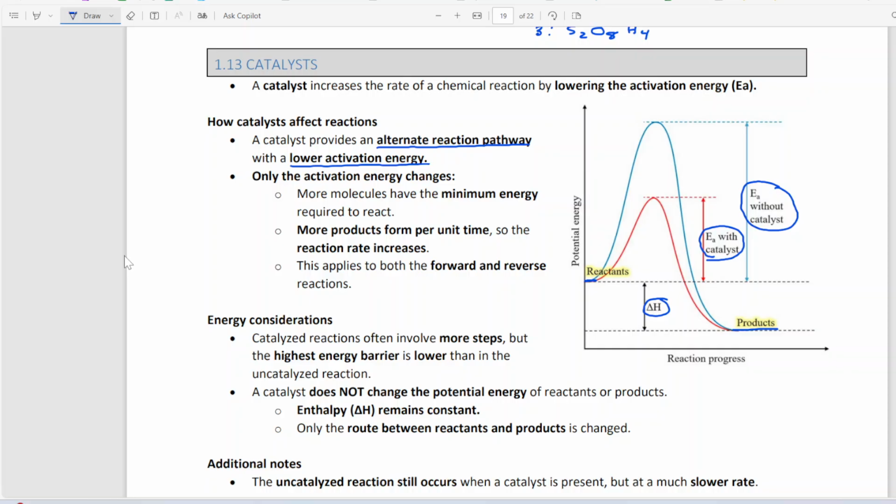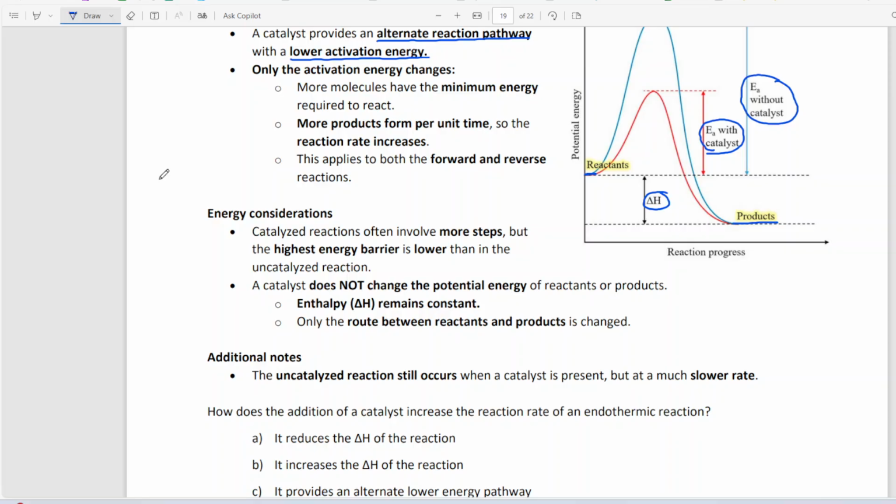Only the route between the reactants and products is changed. And again, I'm emphasizing that the uncatalyzed reaction will still occur, even when a catalyst is present, but at a much slower rate. So you have some product produced from that original uncatalyzed reaction, but then a bunch of your reactants also go through the catalyzed reaction and you get more product.